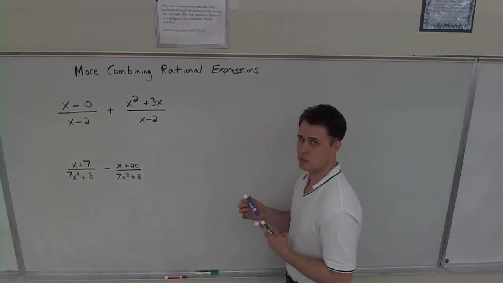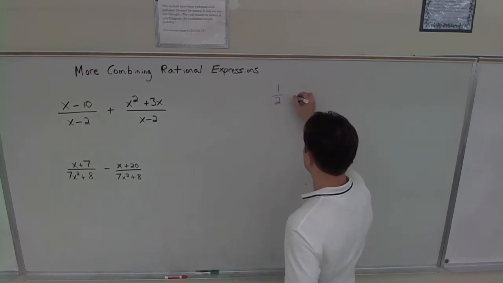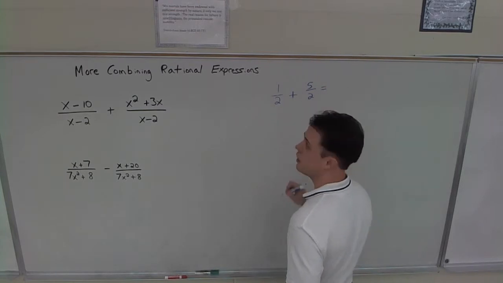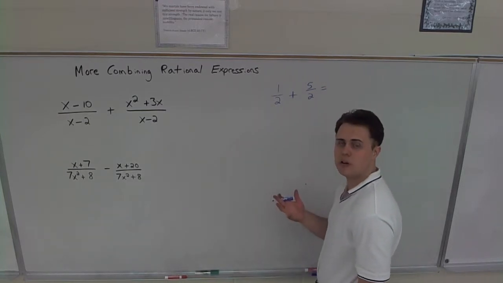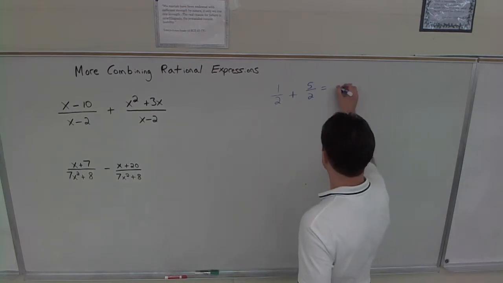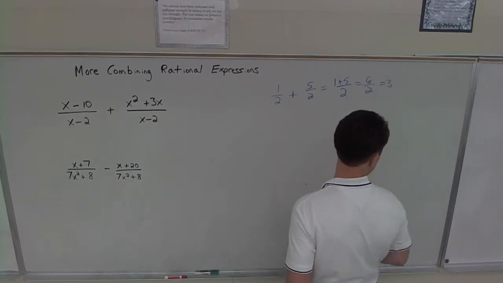It's essentially the same as doing stuff like you've done since, I don't know, 4th or 5th grade, where you had things like 1/2 plus 5/2. If you've got 1/2 plus 5/2, the denominators are already the same. What you have is 1 plus 5 over 2. So the 2 stays the same on the bottom, and you go 1 plus 5 on top to get your 6/2, which reduces to 3.